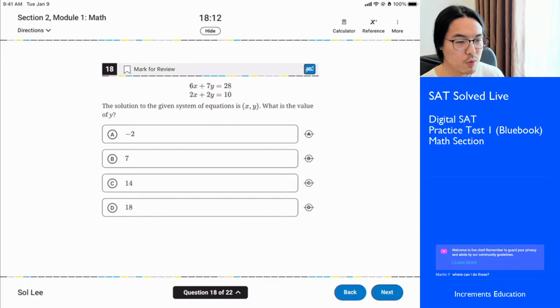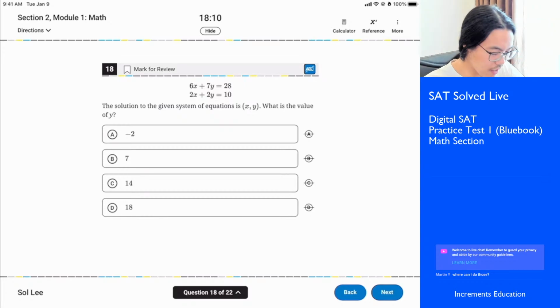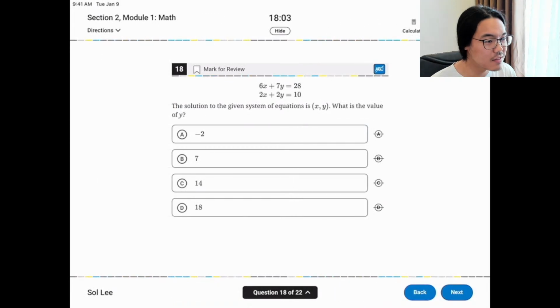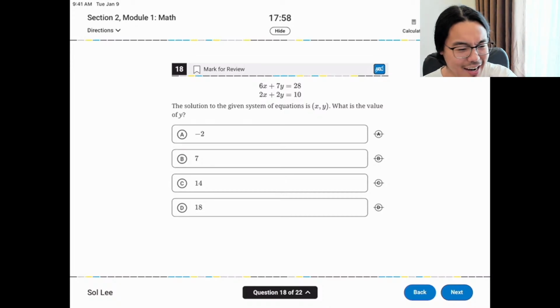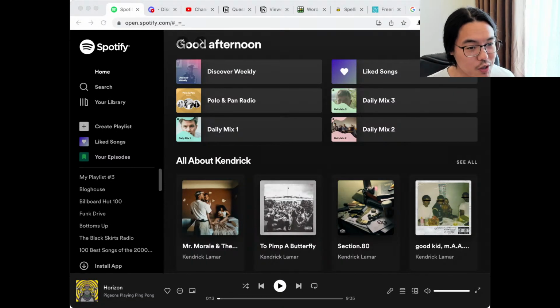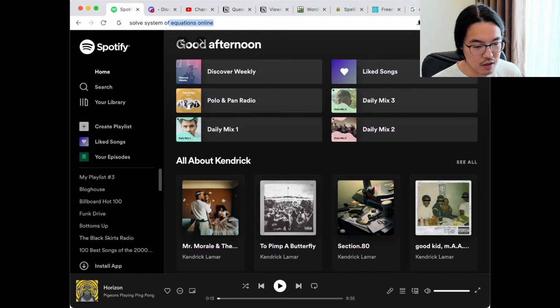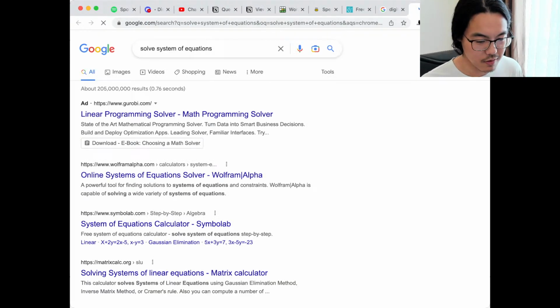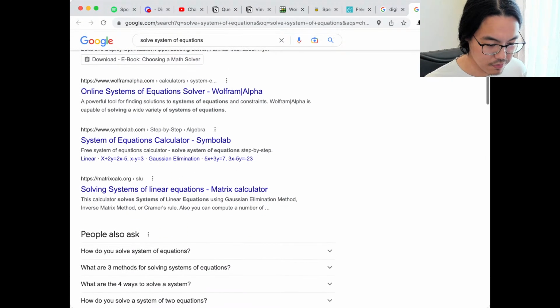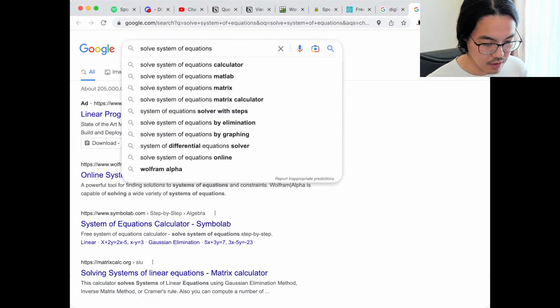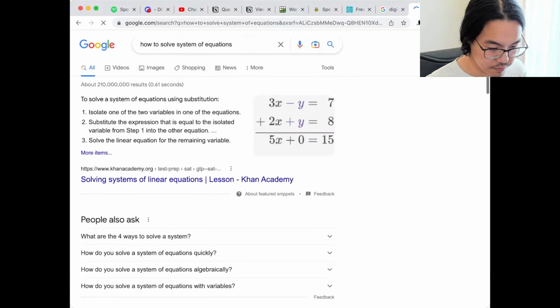I forgot how systems of equations work. Do I add them? Do I subtract them? I think I add them, right? Can you just add systems of equations? Guys, I literally do not recall this. Here, let me show you what I'm looking up. Solve system of equations. I do not remember this right now. How to solve.